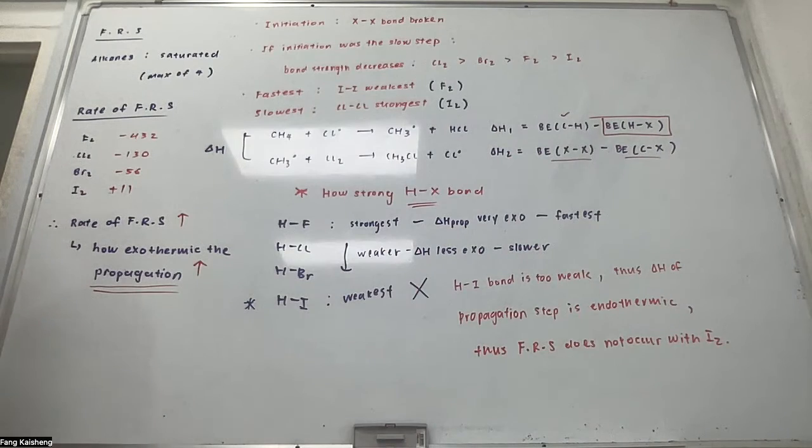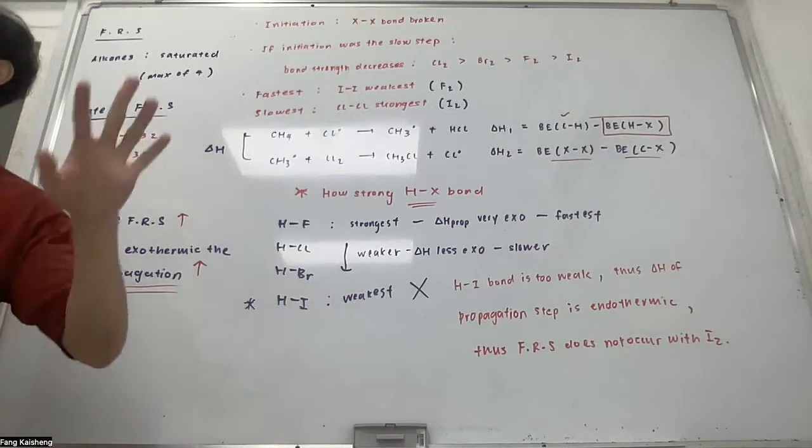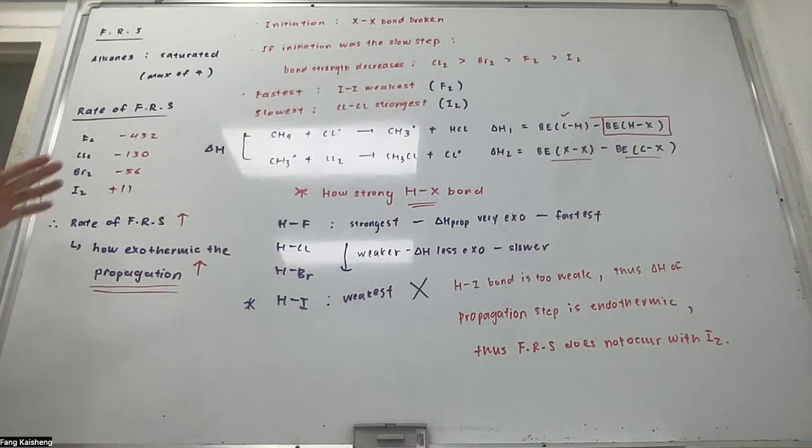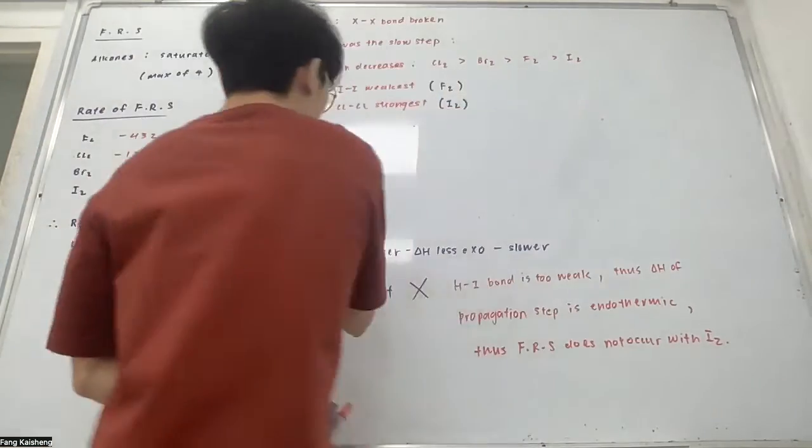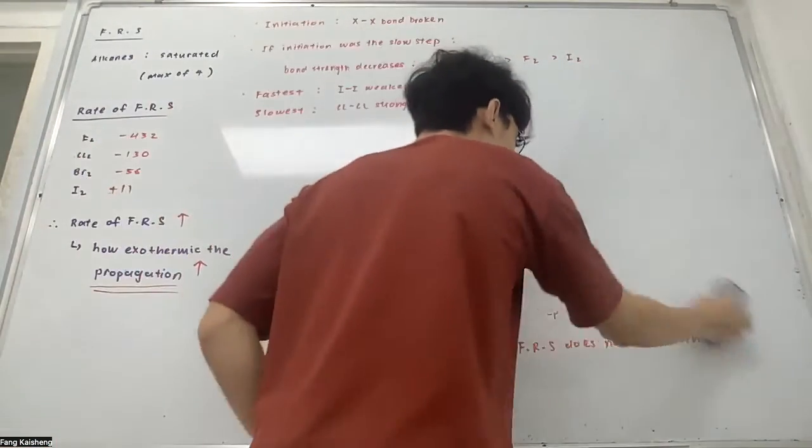They never ask us to determine what actually is the slow step. That one is beyond our syllabus. They only ask us why initiation isn't. Make sense? Okay, that's the end of alkanes. Content-wise, we are done.